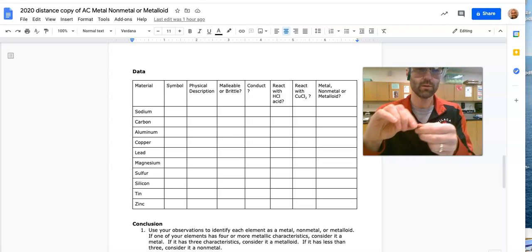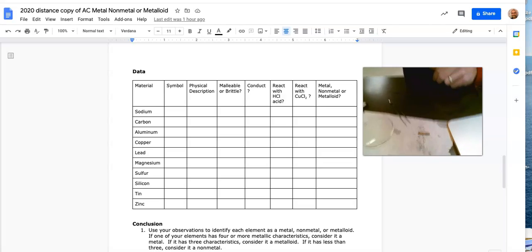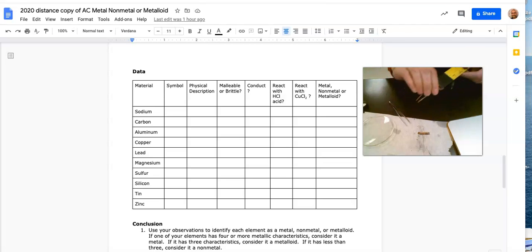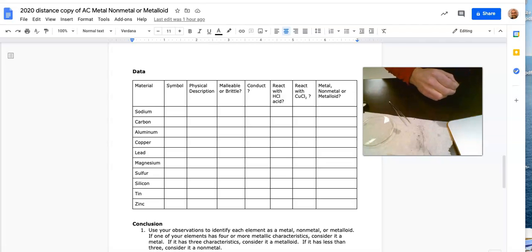Is it a conductor? Well, your house is probably wired with copper wires. Not probably, I know it is. Copper is one of the best conductors after silver, and the light bulb does light up just to prove it to you. Let's check and see what it does with some acid here.